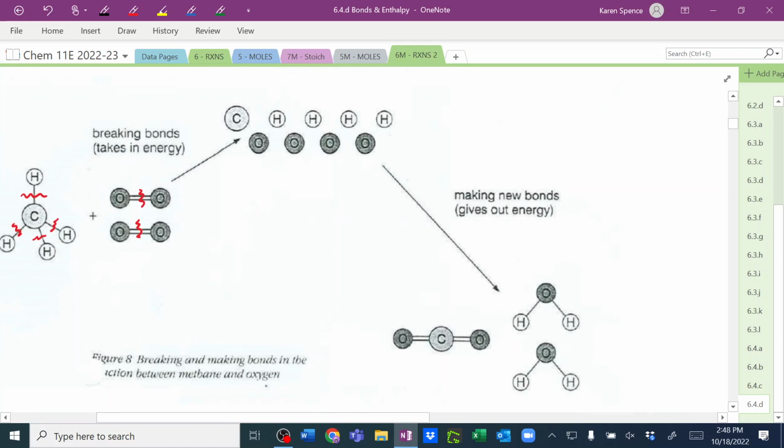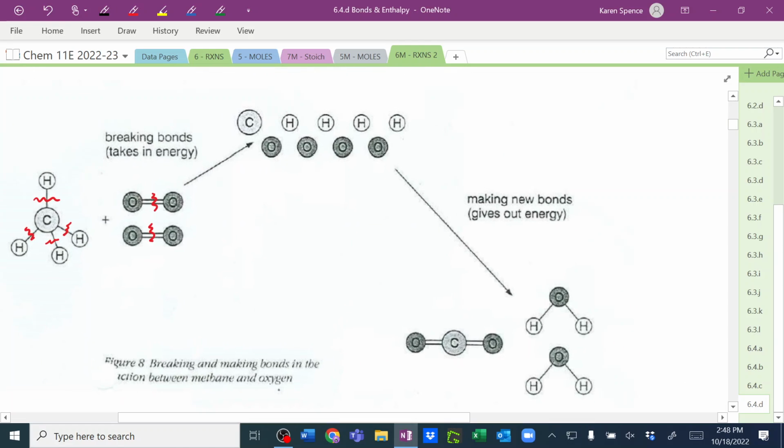And then we have 4 OH bonds, and we have 2 CO double bonds.